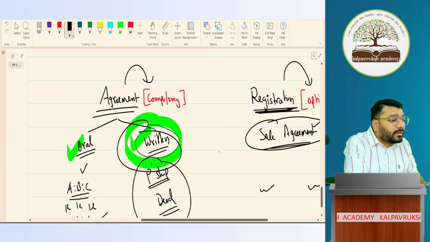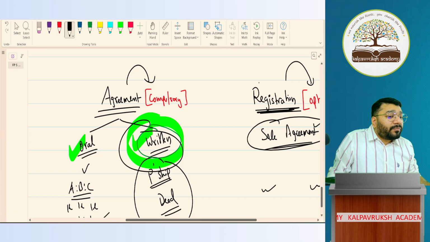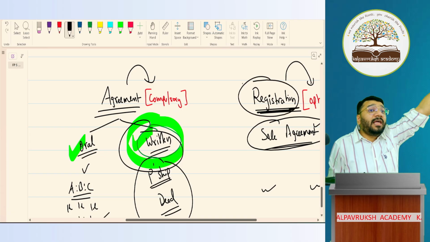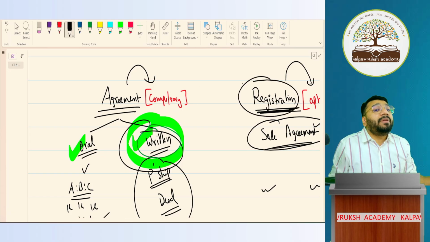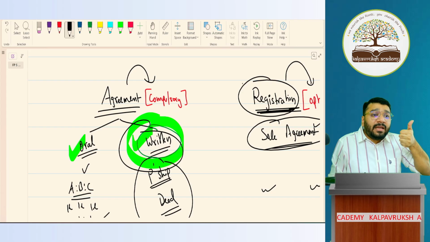Now here, in partnership business, when you create an agreement, registration of this agreement with the local authority is not compulsory. It is a choice. If you do so, you will benefit. What is the benefit?